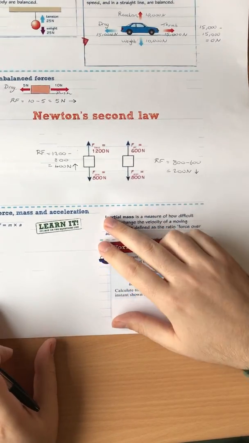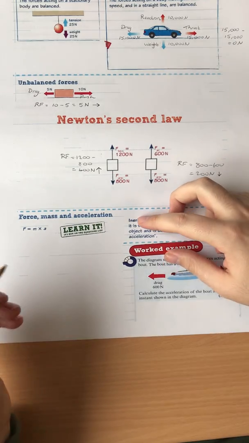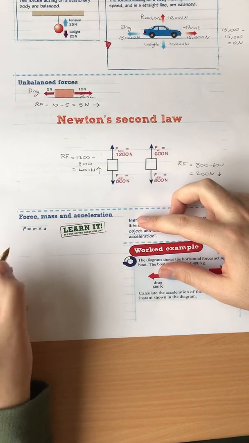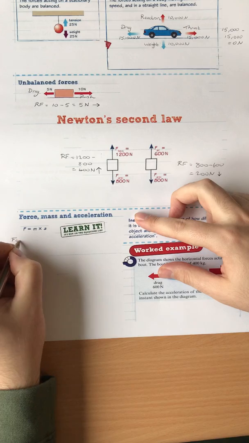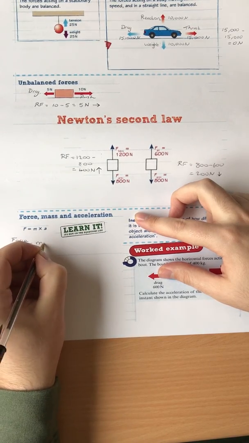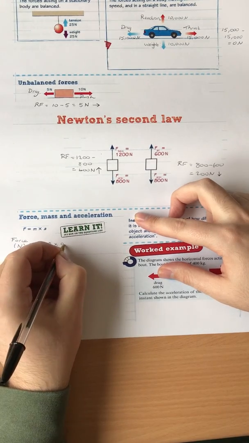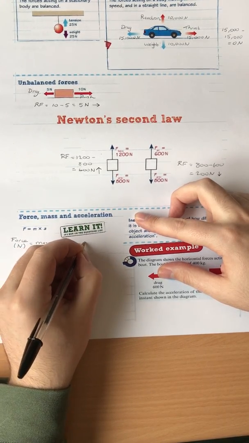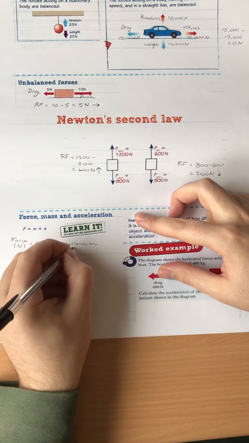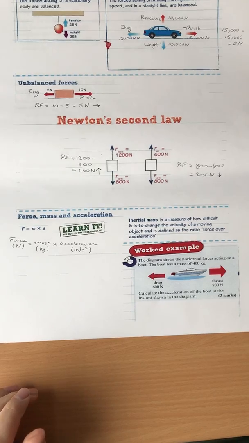This leads us on to our next formula, and this formula again, like other ones stated, has to be learnt. F is equal to ma. In other words, force, which is always measured in newtons, equals mass, which must be measured in kilograms, times acceleration, measured in meters per second squared, hence Newton's second law.